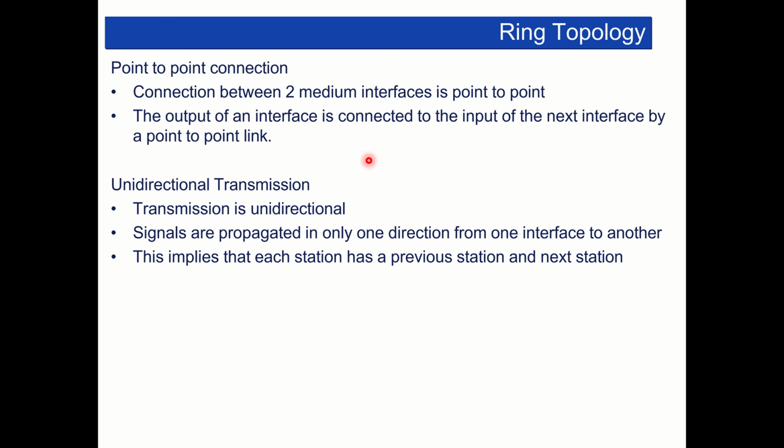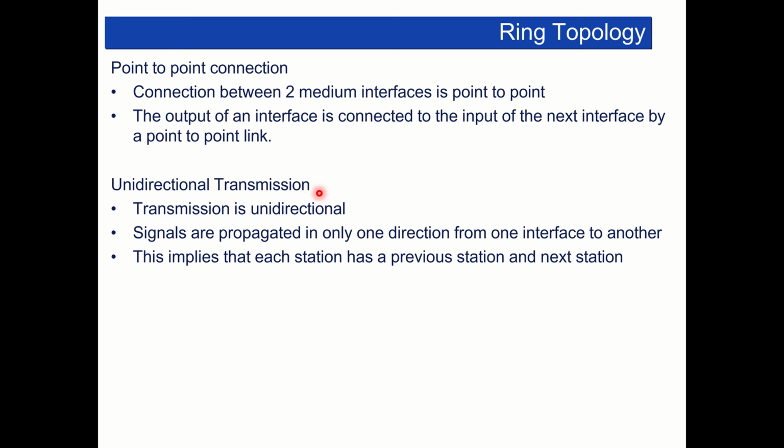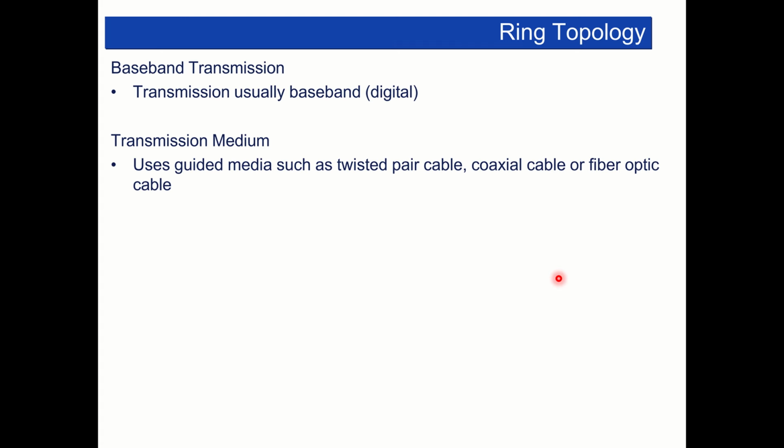If we want to look at the transmission, there are three types: unidirectional transmission, baseband, and, oh sorry, we don't have broadband here. So we only have unidirectional transmission and also the baseband transmission. For the unidirectional transmission, signals are propagated in only one direction from one interface to another, and this implies that each station has a previous station and also a next station.